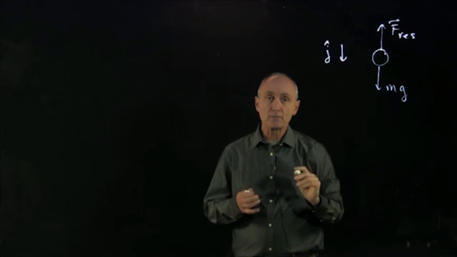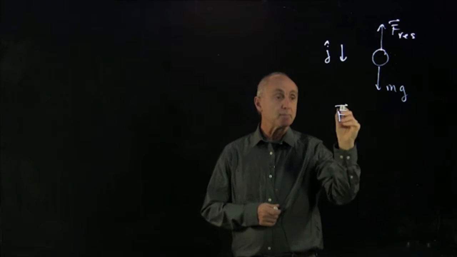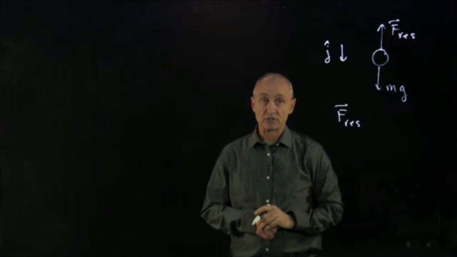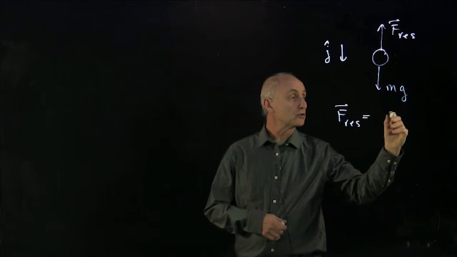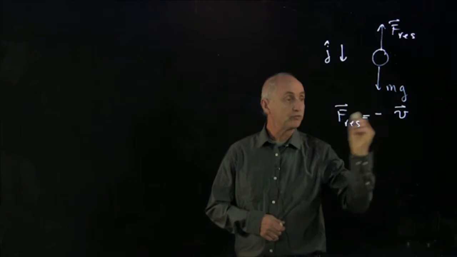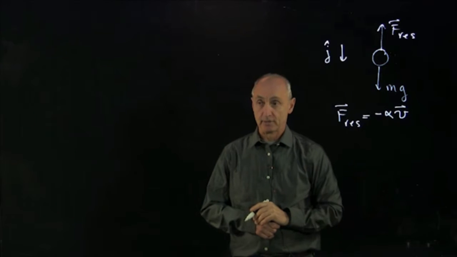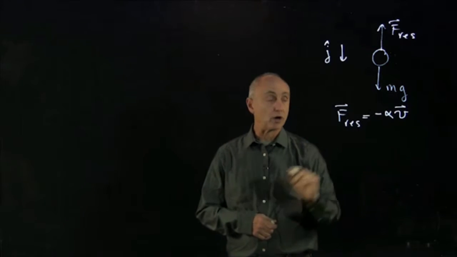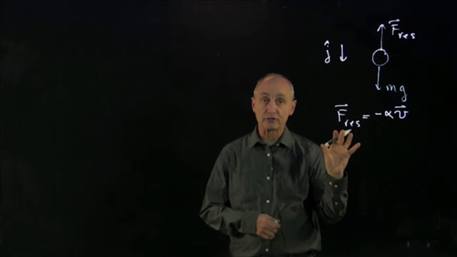And now for objects that are moving very slowly in a fluid, let's make a model for our velocity-dependent resistive force. We'll assume that the resistive force is proportional to the velocity, it's opposing the direction of motion, and we'll put a coefficient alpha in front. And this is our model for velocity-dependent resistive forces for objects that are moving very slowly.